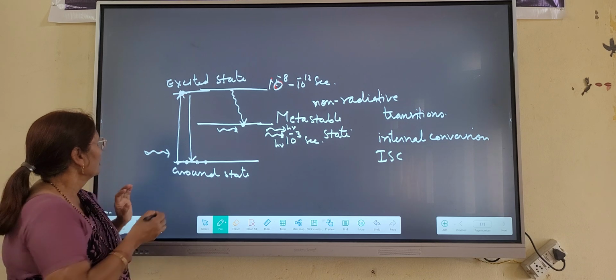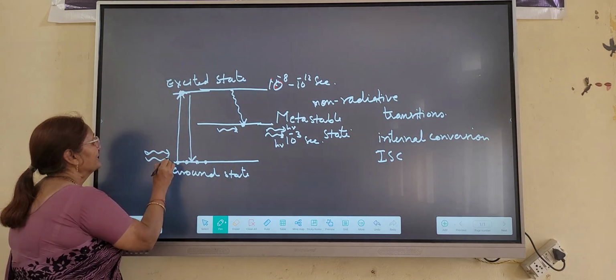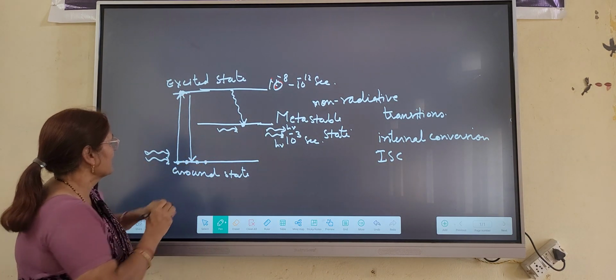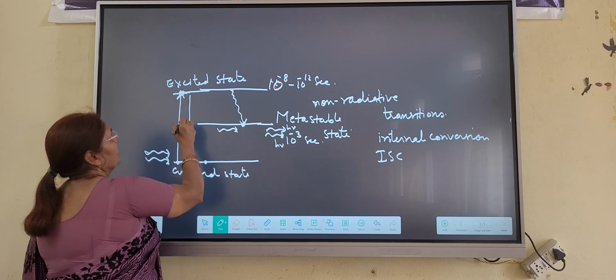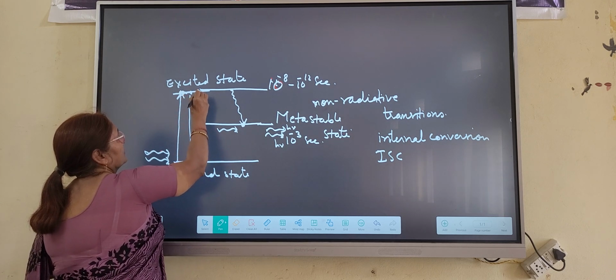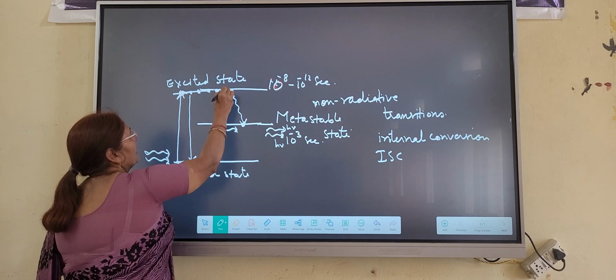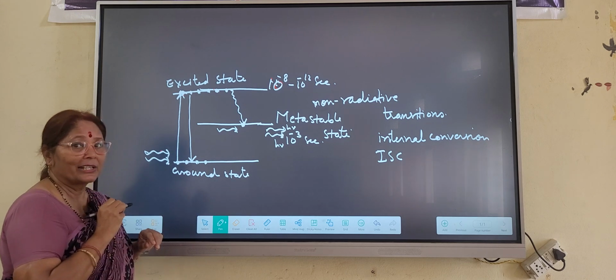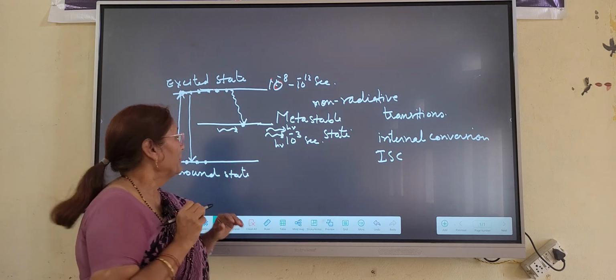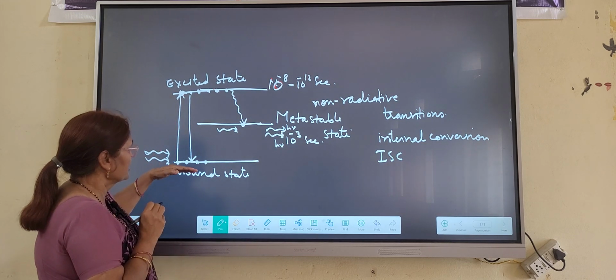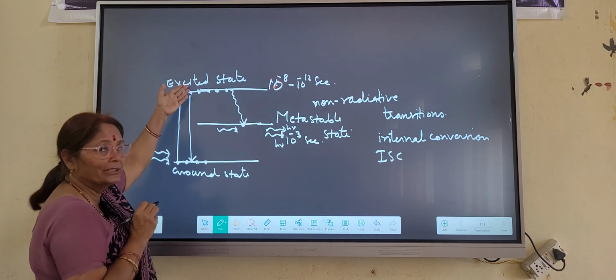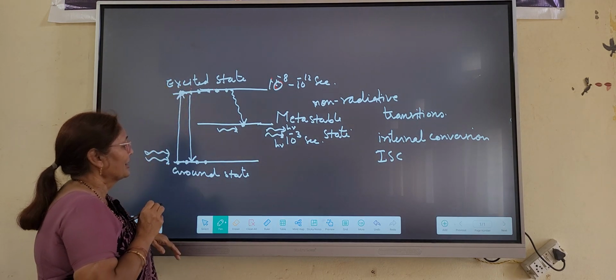So what we do, we use a source of light here to hit these atoms, and these atoms will go to the excited state, and more number of atoms will be present in the excited state. So this phenomenon, this process by which the number of atoms is made more in the excited state than in the ground state.